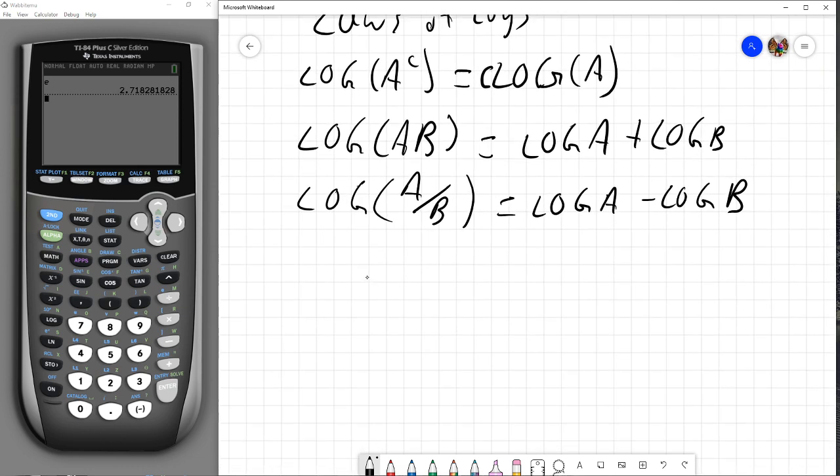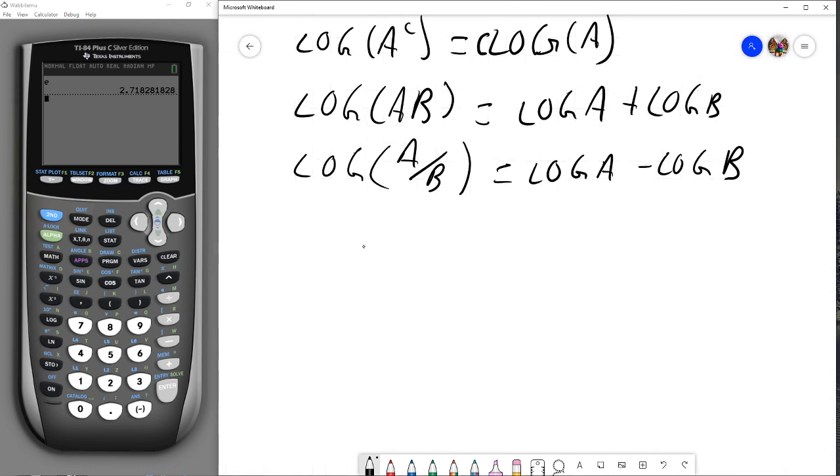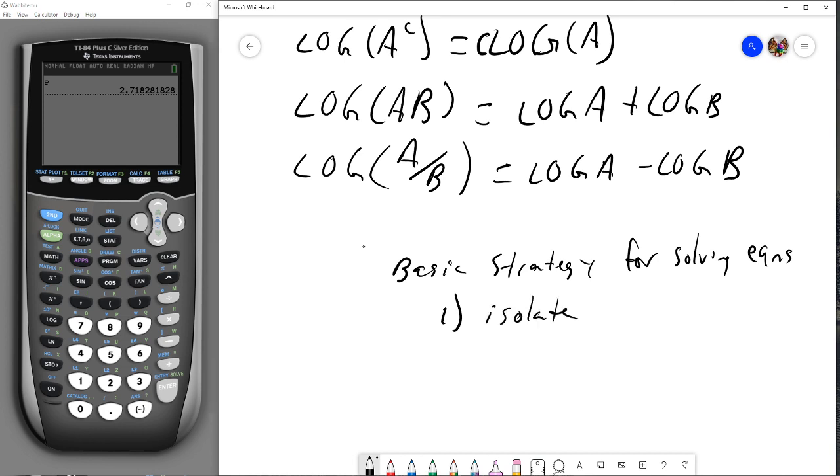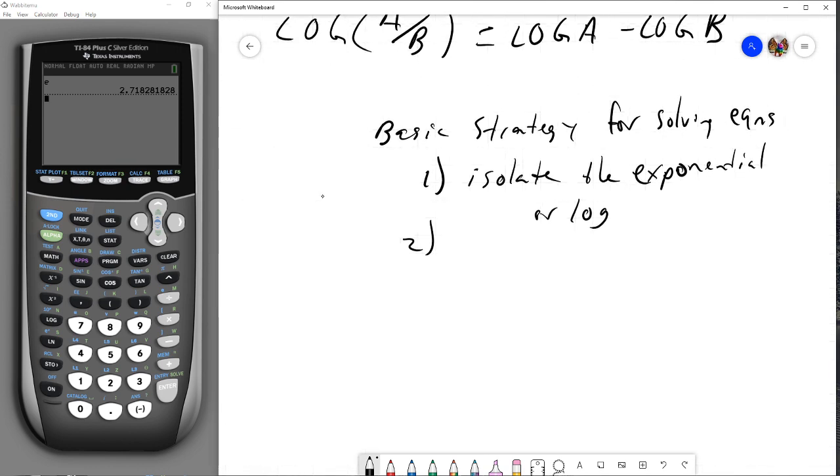And then we looked at solving exponential and logarithm functions in our basic strategy. So the basic strategy for solving our equations was: 1, isolate the exponential or logarithm. 2, we'll break this up into 2 steps.